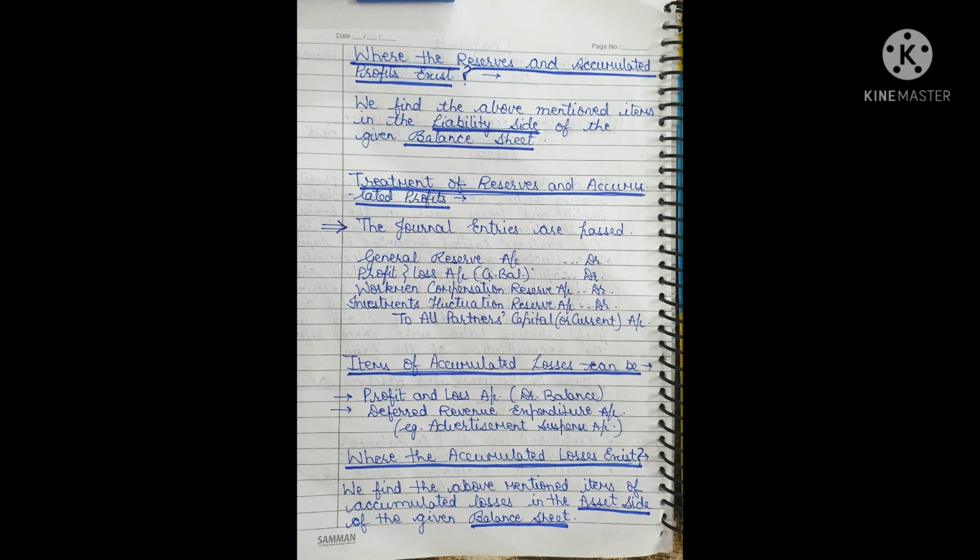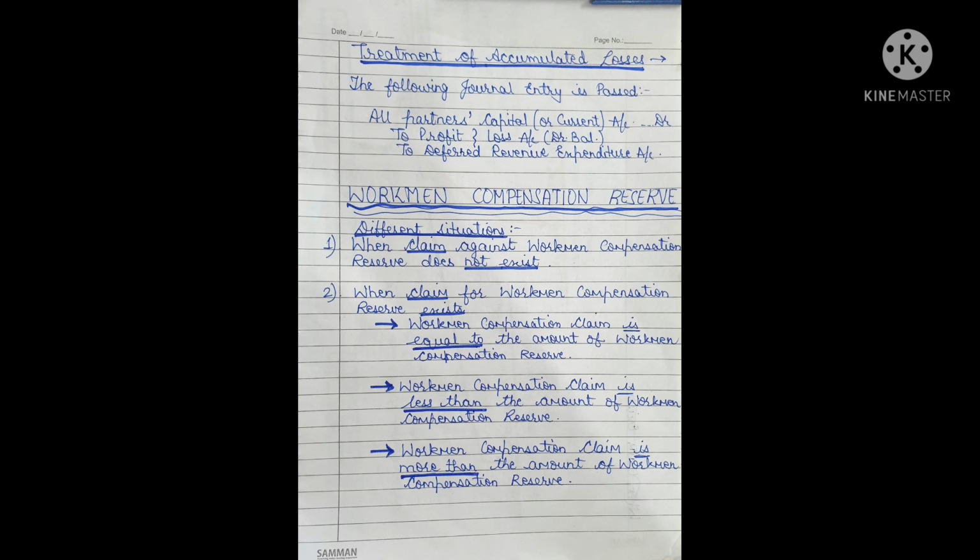Now in the same manner, let's have a look at the accumulated losses items. These can be profit and loss account debit balance, deferred revenue expenditure, for example advertisement suspense account. Now let us discuss where we can find these accumulated losses. So students, all these items of accumulated losses exist on the asset side of the given balance sheet. Now let me discuss the treatment of these accumulated losses.